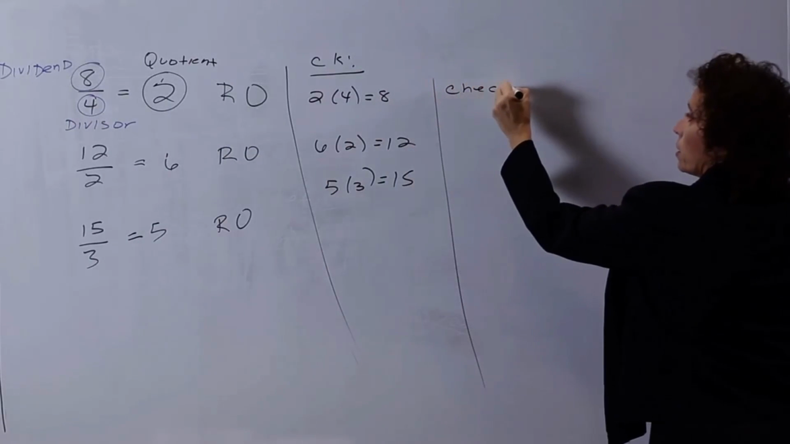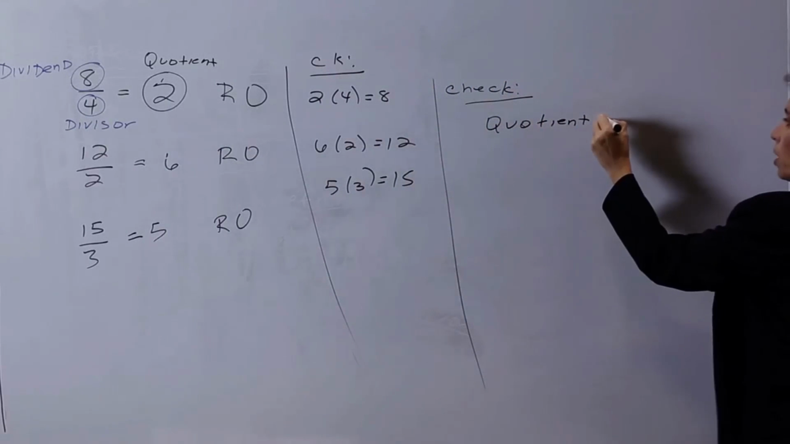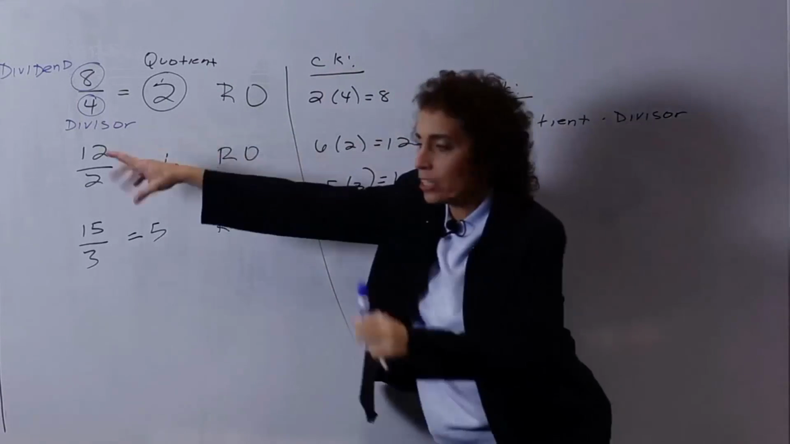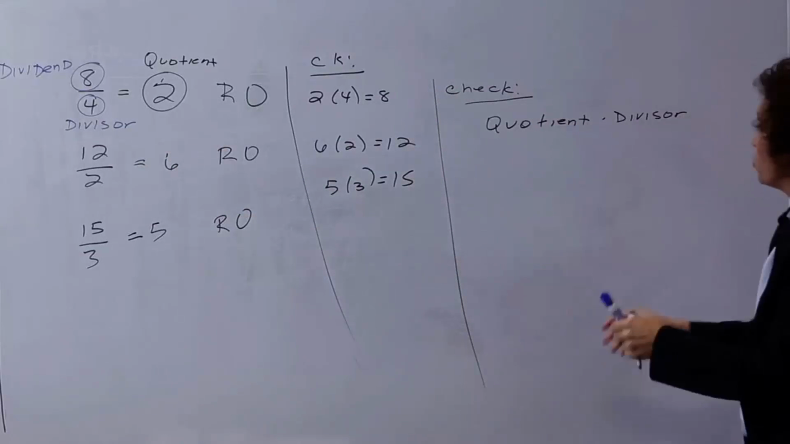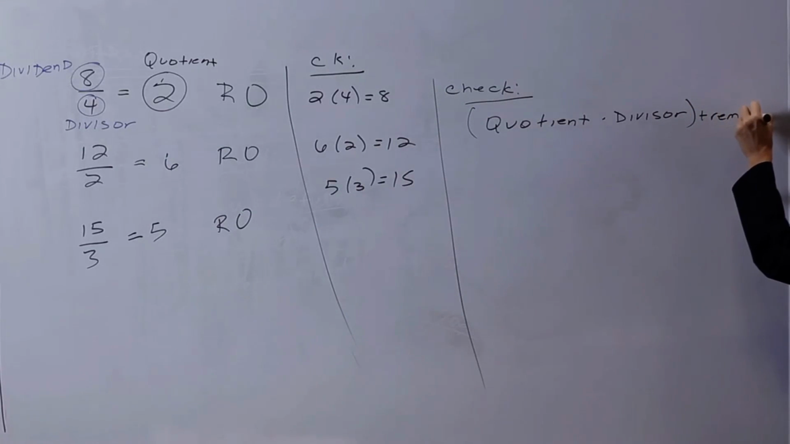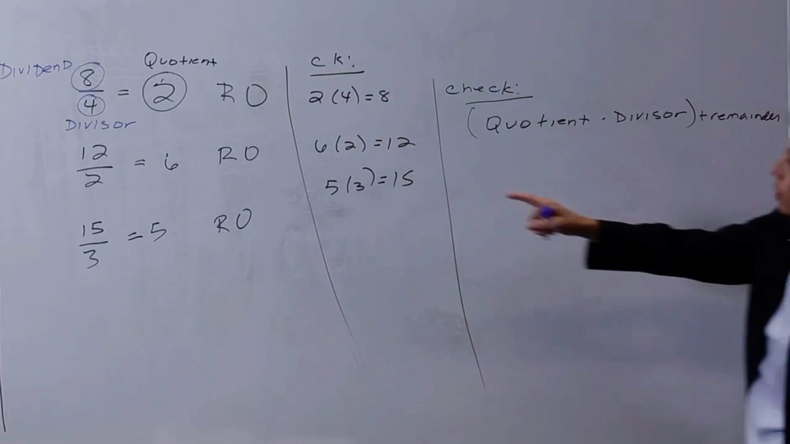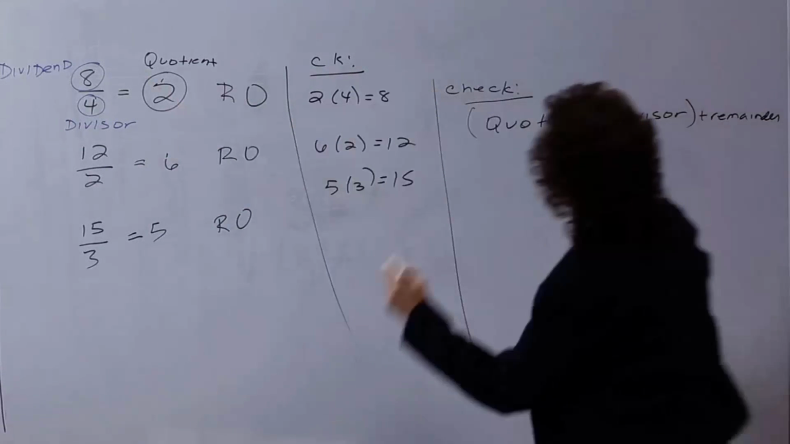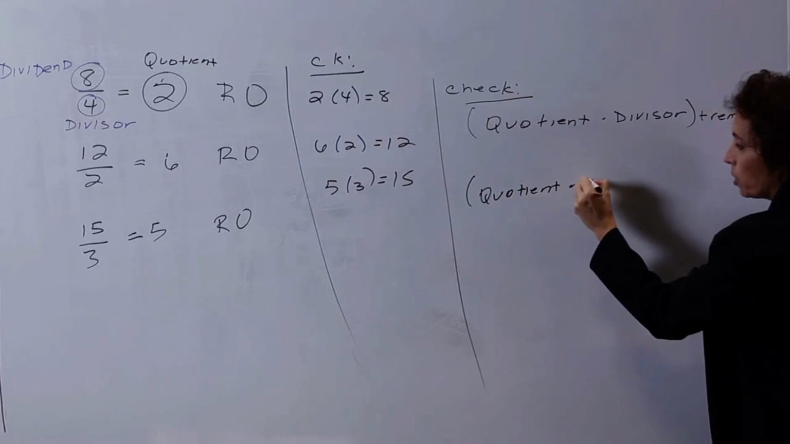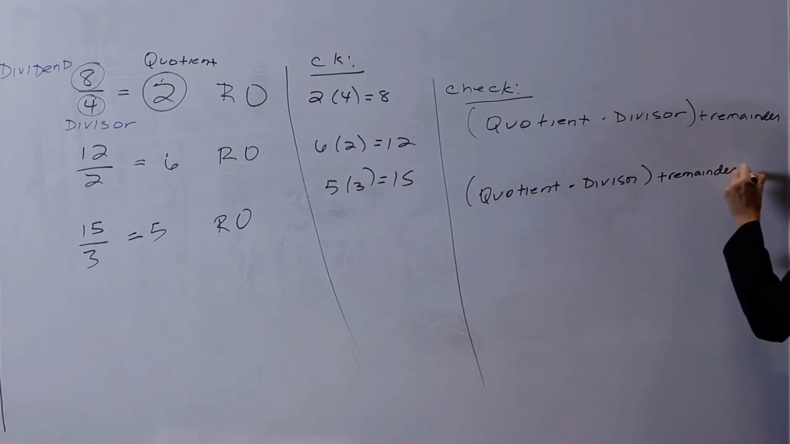So the check is the quotient times the divisor. Now, if you have something that's divisible, that would be your answer, quotient times the divisor. But if you have a remainder, you'd have to add the remainder, and that would give you the dividend. So let me write this a little smaller so we can fit it here. Quotient times the divisor plus the remainder equals the dividend.